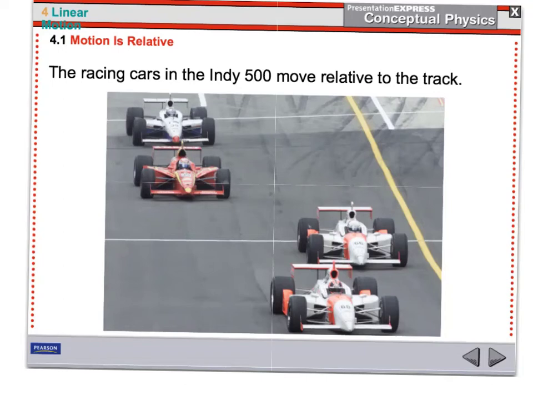Welcome to the podcast on speed, velocity, and acceleration. You're going to be learning the difference between speed, velocity, and acceleration in this podcast.